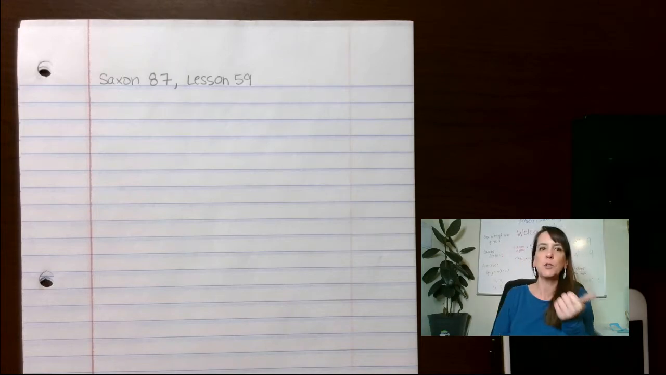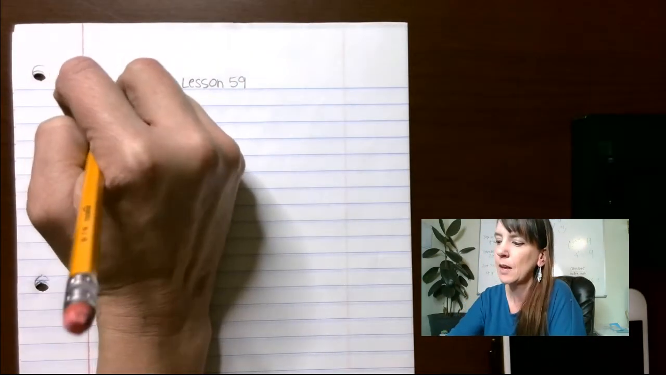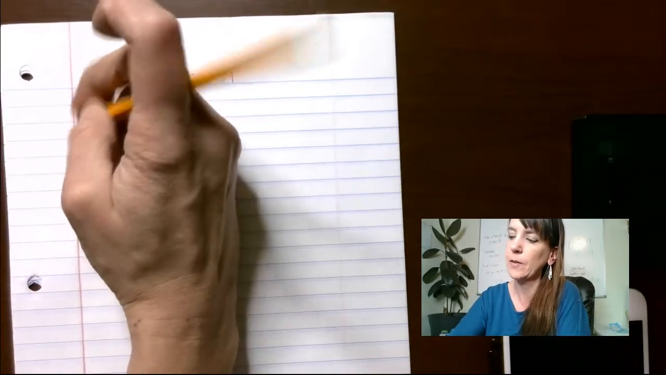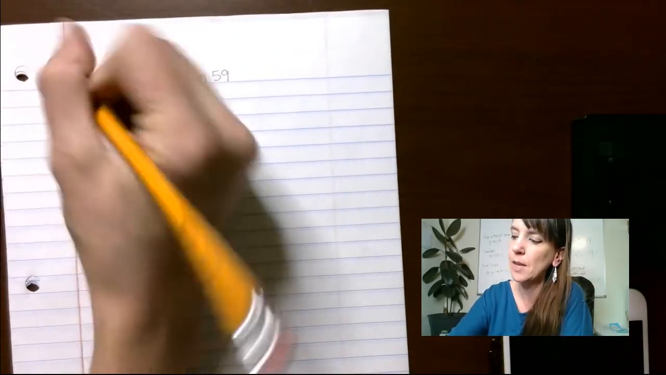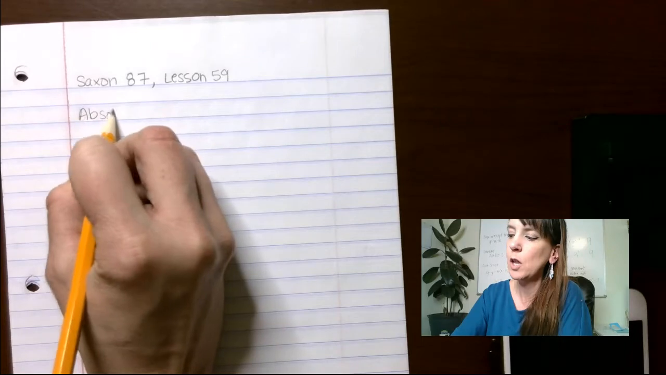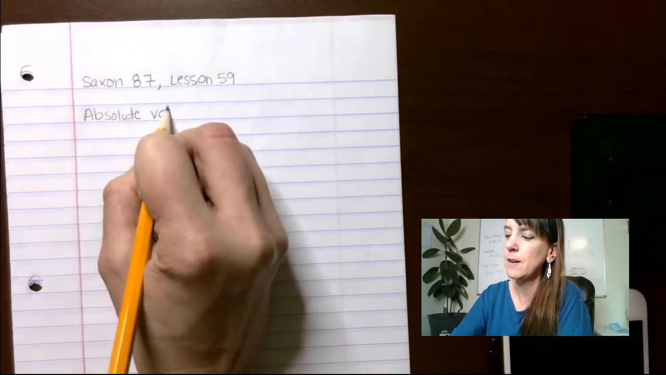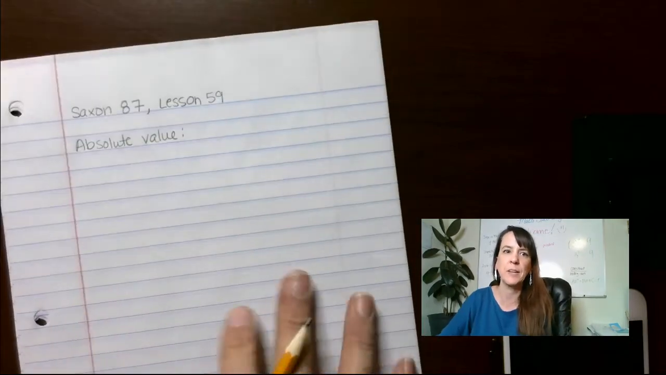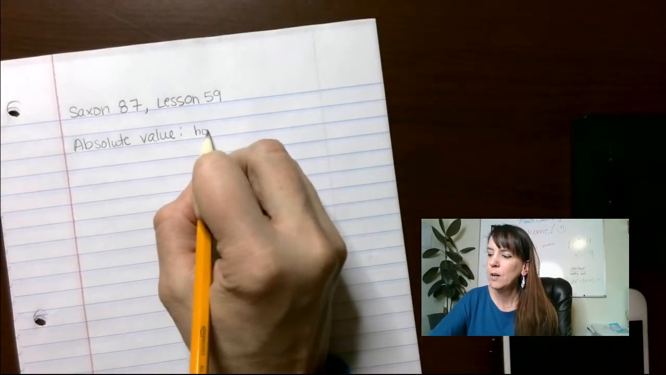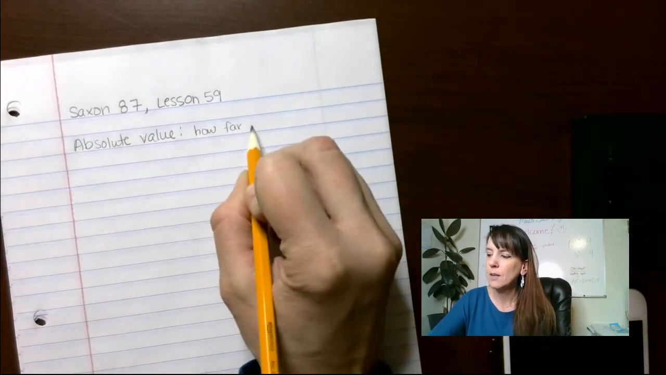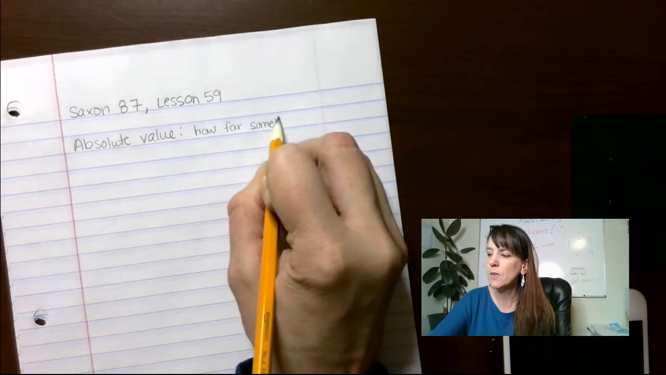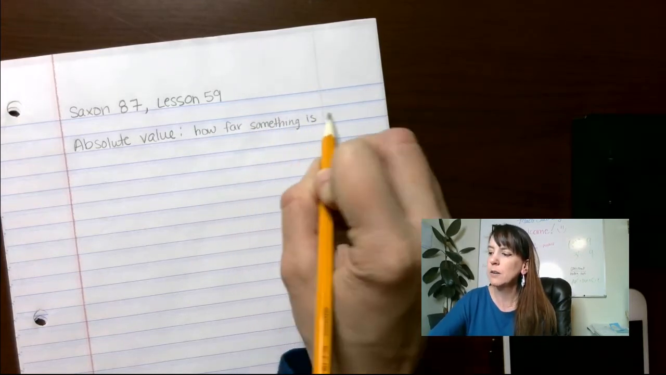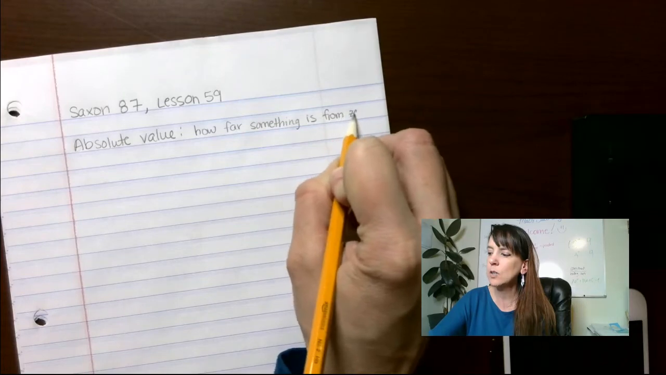So let's start first by talking about absolute value. Helps if I could spell things correctly. Absolute value. I gotta sharpen my pencil, hold on. Okay, sorry about that. Absolute value: how far something is from 0 on a number line.